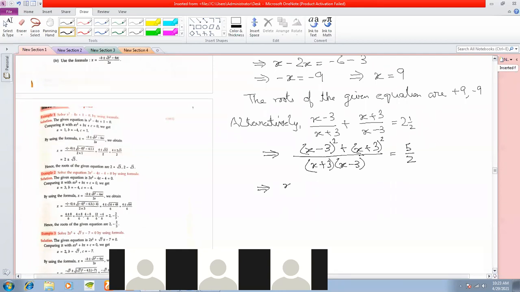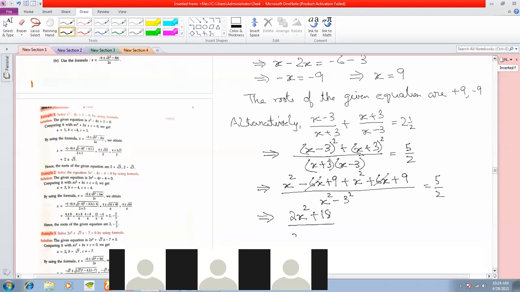Okay, so now in the numerator you expand by the (a minus b) whole square formula: x square minus 6x plus 9 plus x square plus 6x plus 9, divided by, in the denominator, you have (a plus b) into (a minus b) form. So this should be a square minus b square, is equal to 5 by 2. Okay. So now what happens? This minus 6x plus 6x they cancel. You're only left with 2x square, and you're left with 9 plus 9, which is 18, divided by x square minus 9 is equal to 5 by 2.